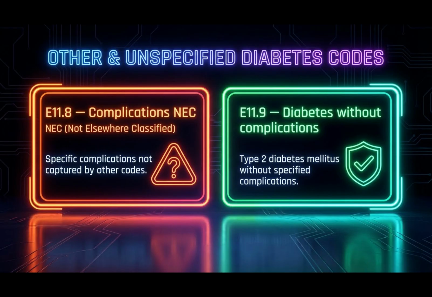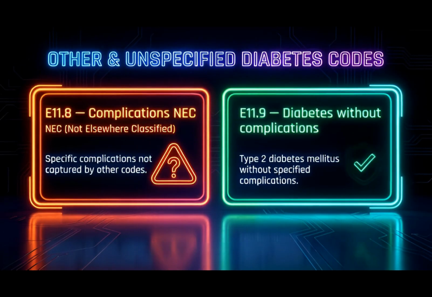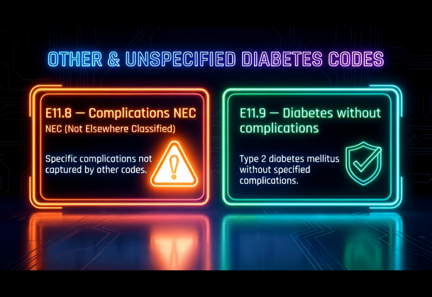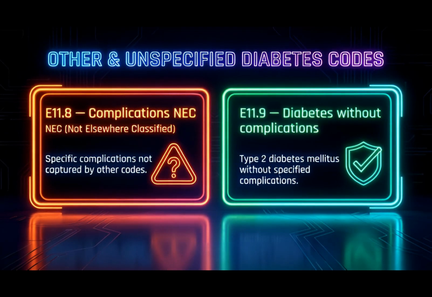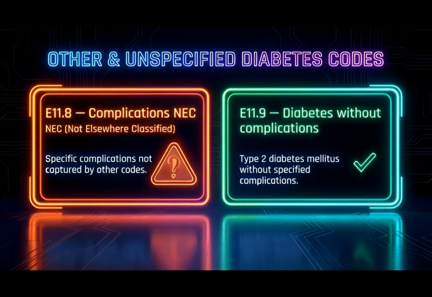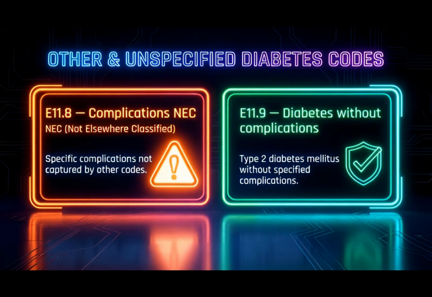Other and unspecified diabetes codes, covering the remaining categories in the E11 series. E11.8, Complications NEC. This code is used when the patient has a diabetes-related complication that doesn't fit into any other specific category. And E11.9, Diabetes without complications, used when the patient has type 2 diabetes with no documented complications. E11.8 and E11.9, the catch-all codes for diabetes when details are limited or unspecified.